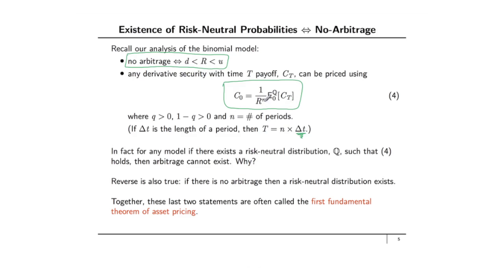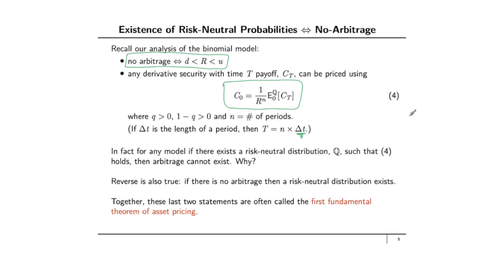So this is what we saw in the binomial model. When there's no arbitrage, there are strictly positive risk-neutral probabilities such that all cash flows and derivative securities can be priced using this representation here. This representation is actually more general. In fact, you can show that if there exists a risk-neutral probability or risk-neutral distribution Q such that 4 holds in any model, then arbitrage cannot exist. Why is this the case?